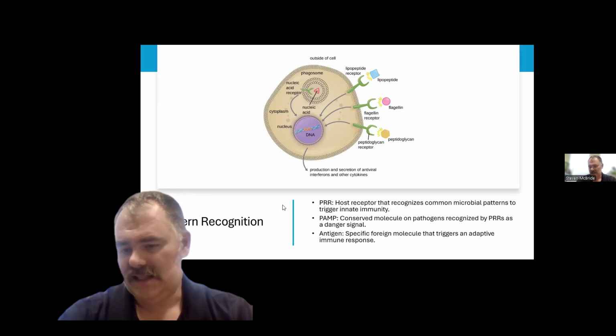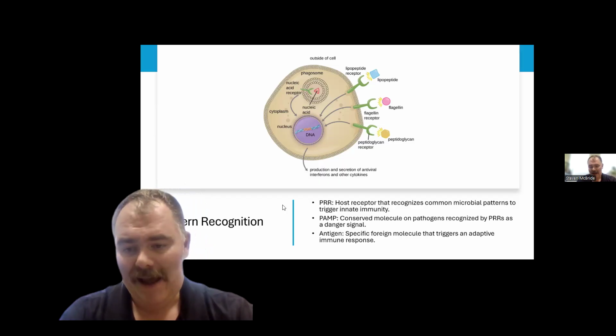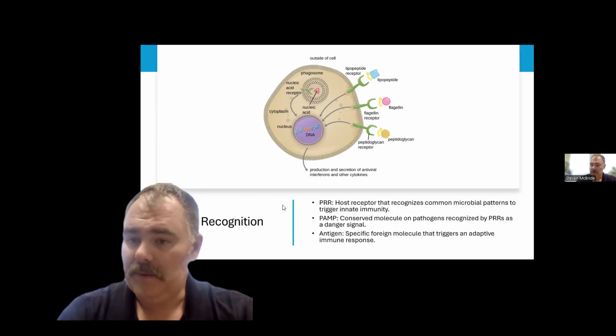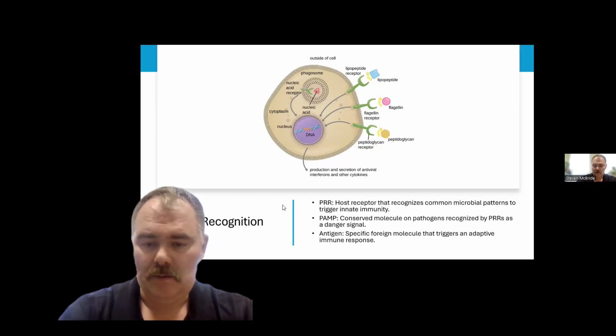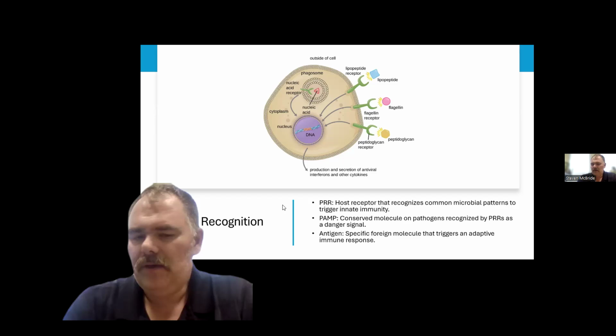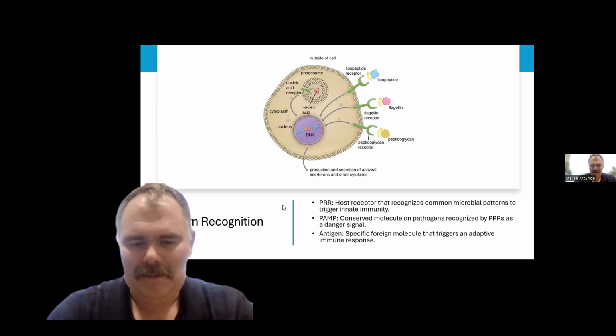An antigen is slightly different. An antigen is a specific molecule recognized by the adaptive immune system, particularly B cells and T cells. So remember, PRRs recognize PAMPs. Adaptive immunity recognizes antigens. Both of those need to be avoided by the infecting microbe.